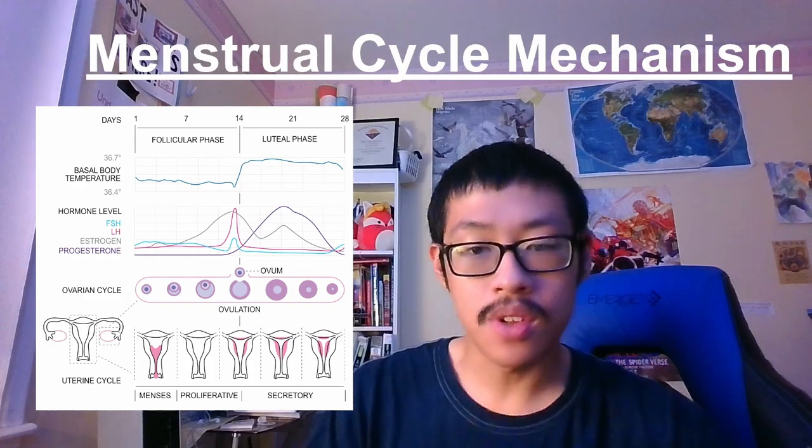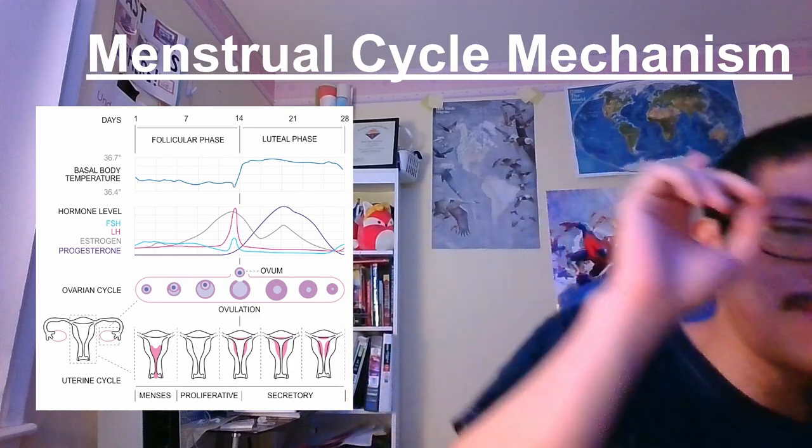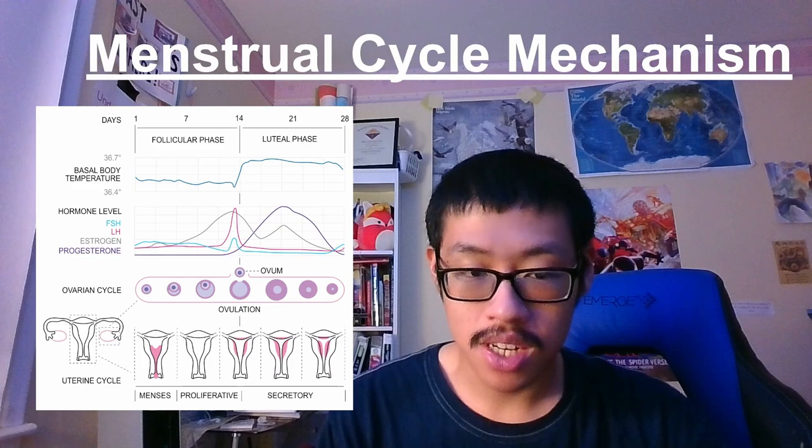In the next 14 days, the follicle will release the egg, and this process is called ovulation, and it will travel down the fallopian tube toward the uterus. And this 14-day stage, the second 14-day stage, is called the luteal cycle. This leaves behind a mass of cells, which is the corpus luteum, and it can secrete the hormone progesterone.